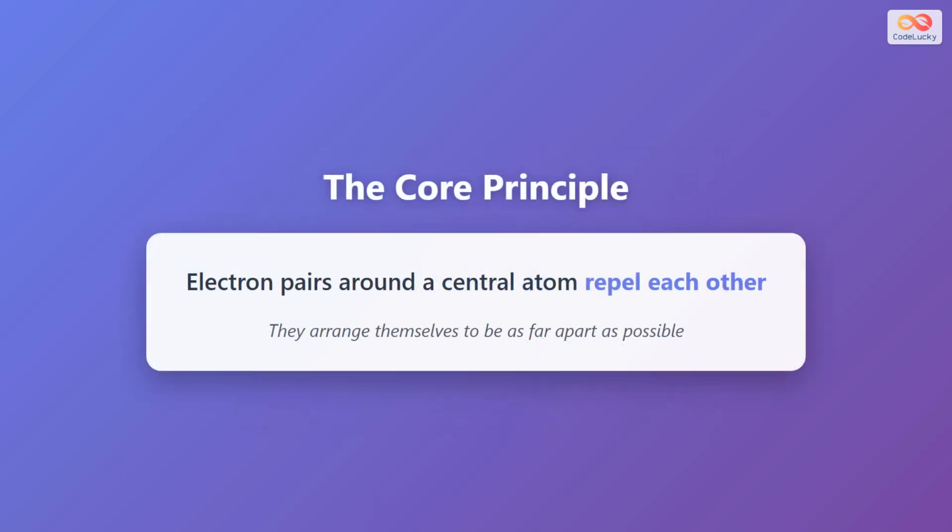The fundamental principle of VSEPR theory is beautifully simple. Electron pairs around a central atom repel each other. Because electrons are negatively charged, they naturally push away from each other due to electrostatic repulsion. To minimize this repulsion and achieve the most stable configuration, electron pairs arrange themselves to be as far apart as possible in three-dimensional space. Think of it like balloons tied together. They naturally spread out to get as far from each other as they can. This simple principle of electron pairs maximizing their separation is the key to predicting molecular geometry.